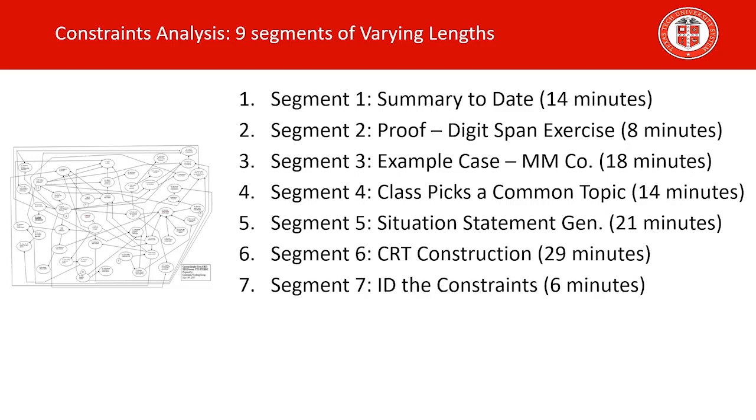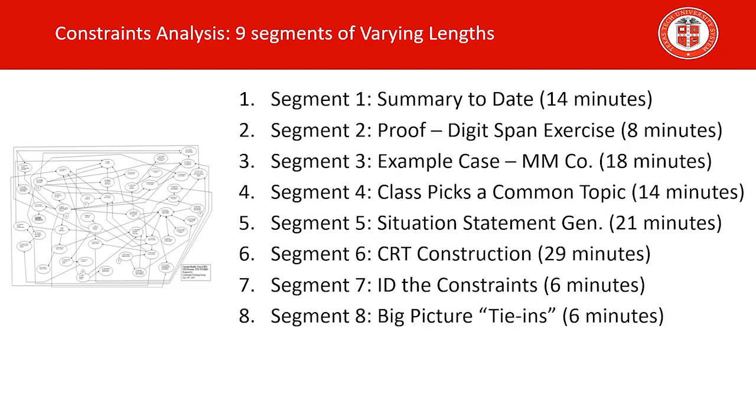Segment 7 is the third key skill element. It actually is how you identify the constraints from the current reality tree and shows that clearly. Then segment 8 kind of takes a step back to help the class integrate into the big picture, kind of ties things in. It's only 6 minutes, not essential, but it allows you to see how this skill ties into everything we're doing in this class.